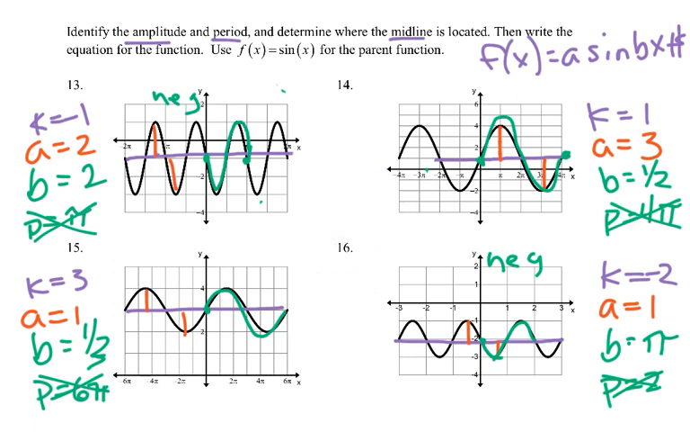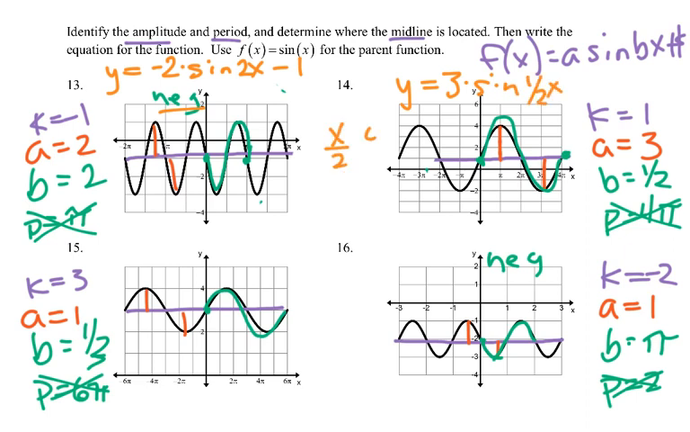Alright, so now we can write the equation. So for 13, I go y equals, and because it's flipped, I'm going to put a negative out there, then my amplitude 2 times the sine of b x or b theta, and plus or minus my k, minus 1. For 14, y equals my amplitude 3 times sine of b is 1/2, so 1/2 x, or I could go x over 2 or theta over 2. I like the 1/2 x plus 1.